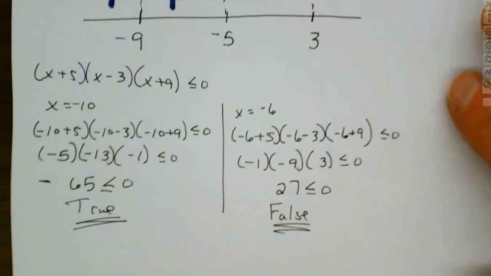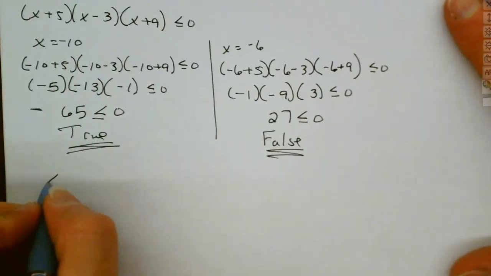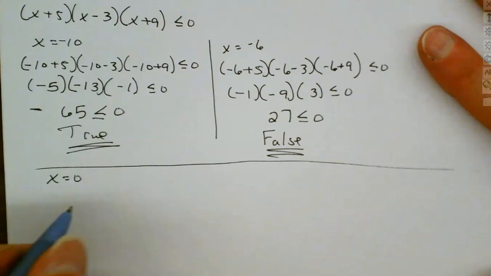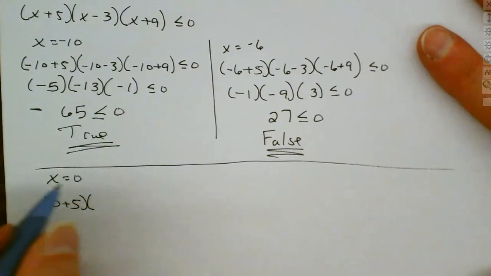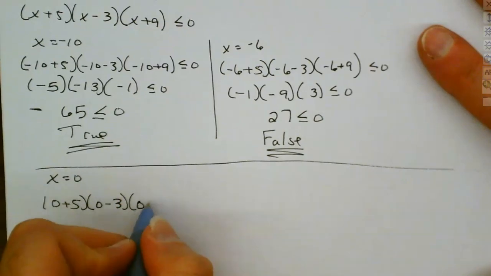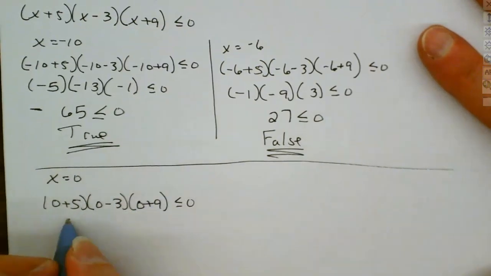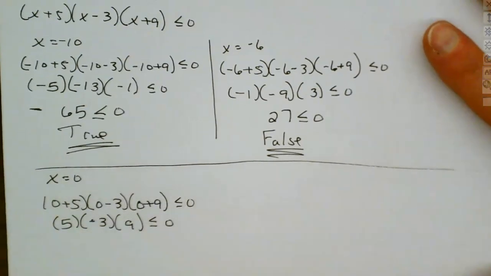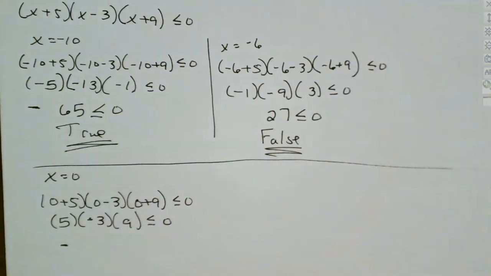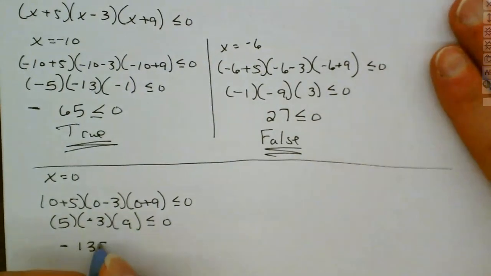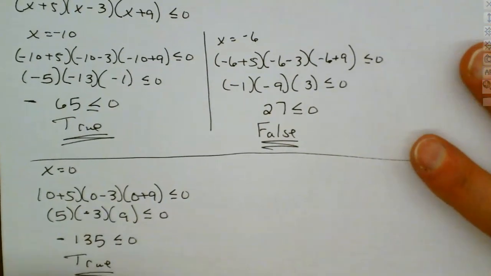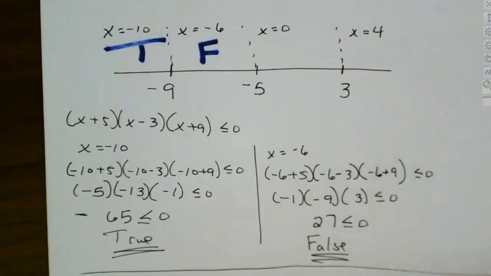Okay, the next one, 0. And we're going to check 0. So if I plug in the 0, I have 0 plus 5, 0 minus 3, 0 plus 9. So that's 5 times a minus 3 times 9 makes it negative. And that's 15 times 9, which is then a minus 135. And that would make that now true, isn't it? Okay, so now we know this piece is true.